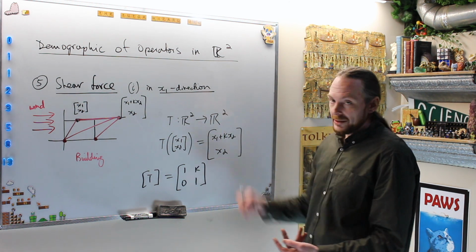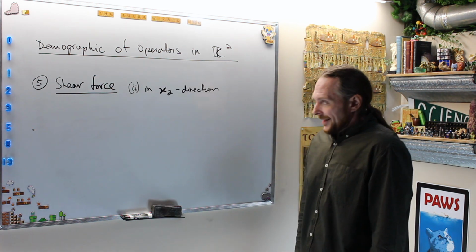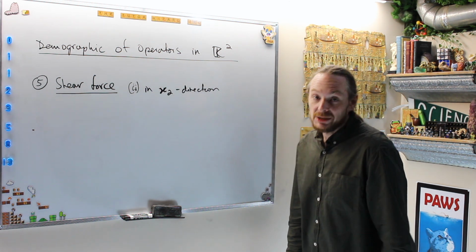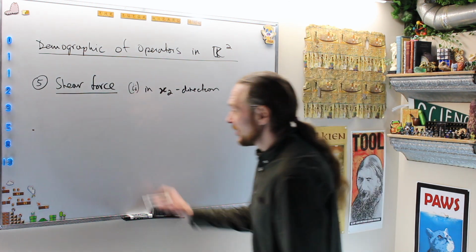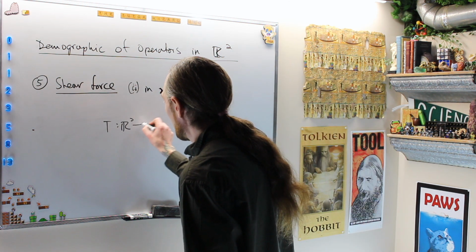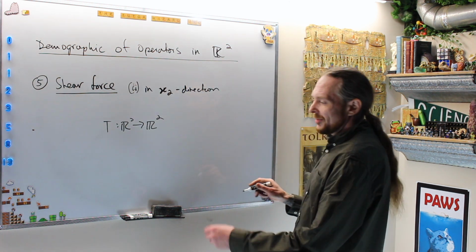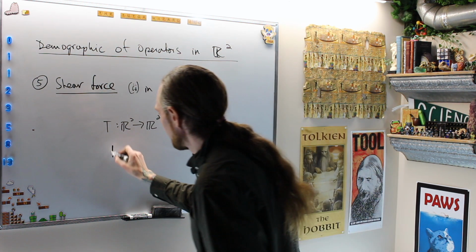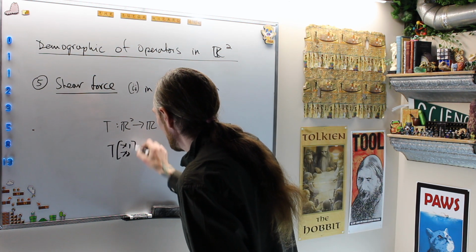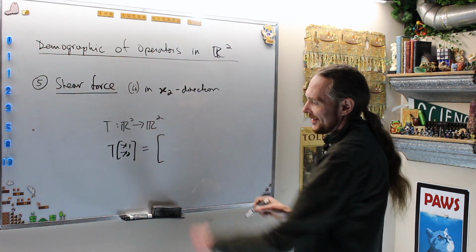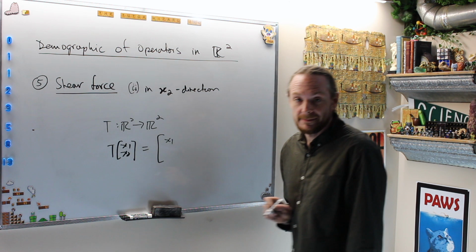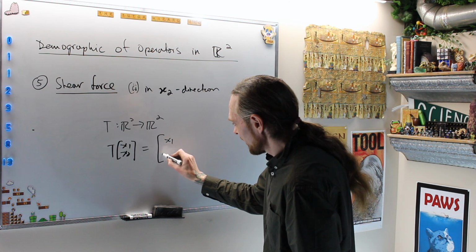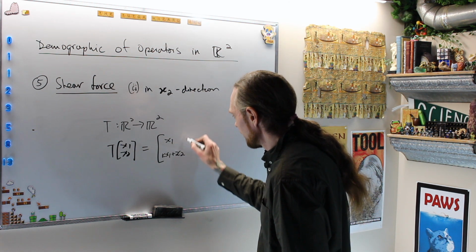Basically, let's quickly do category 2 and then we'll do an example and then we're done. Alright, the last push, shear force, pun intended I guess, in the X2 direction. In the X2 direction, shear force is going to be T from R2 to R2. Again, I didn't draw the pretty picture because I just did it in detail for the last one. That says T of X1, X2 is going to be what? Nothing happens to X1, but X2 is going to go to K times X1 plus X2.